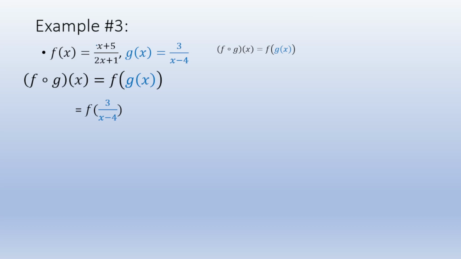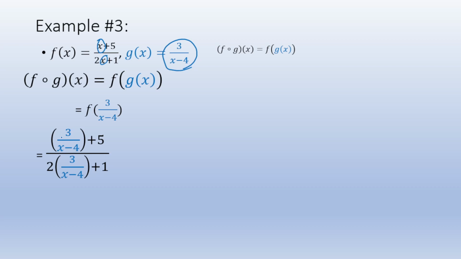Everywhere we see x in f, we're going to replace that with g of x. So in these two places where we see x in f of x, those are going to be replaced with 3 over (x minus 4). And so that would look something like this. Instead of x plus 5, we have 3 over (x minus 4) plus 5.